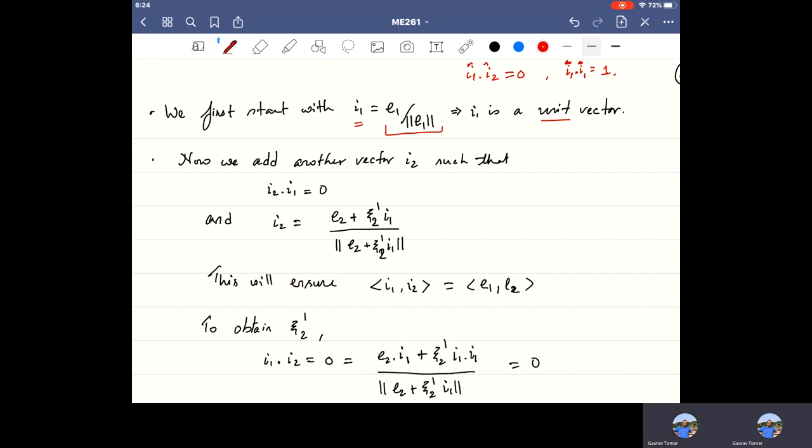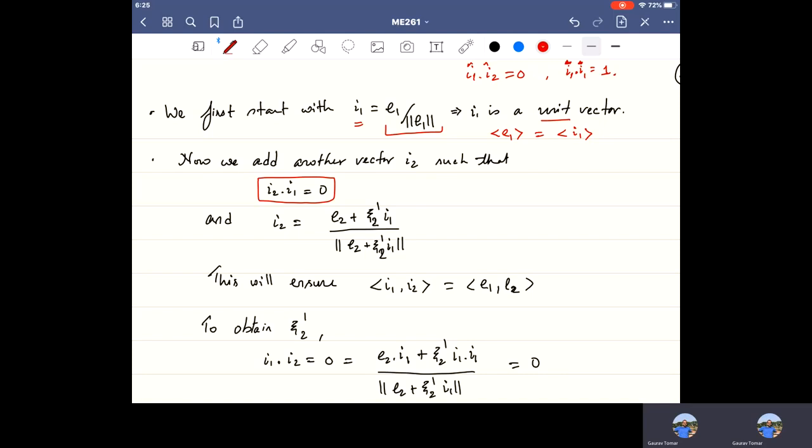So to this set, we have now constructed I1, and clearly, by the way we have constructed it, the span of E1 has to be the span of I1, because it's essentially the same vector, just normalized. Now we want to add another vector I2 to this set such that I2 dot I1 is 0.